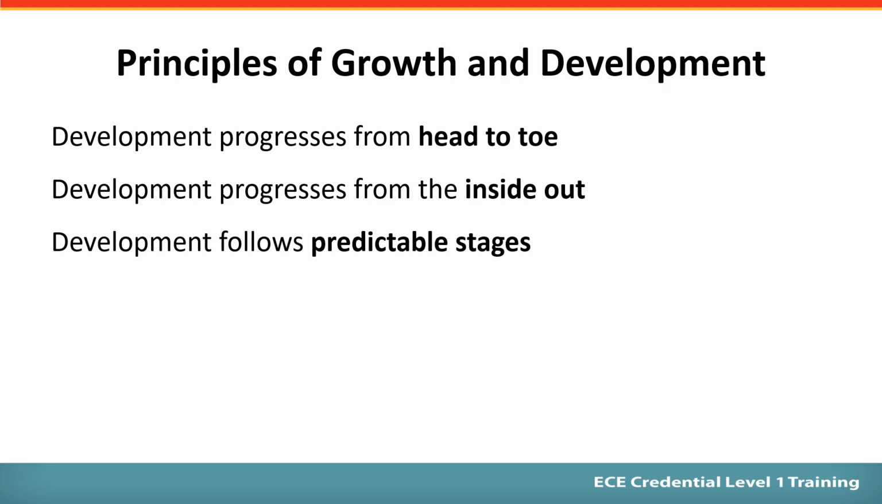The third principle of growth and development is that development follows predictable stages. So this will happen, then this, then this, then this, then this. So we're going to look a little more in depth at that in a couple slides. And the last principle is that children develop at various rates. So we can't look at all 12-month-olds and think they're going to be in the exact same place because development happens at various rates for various children.